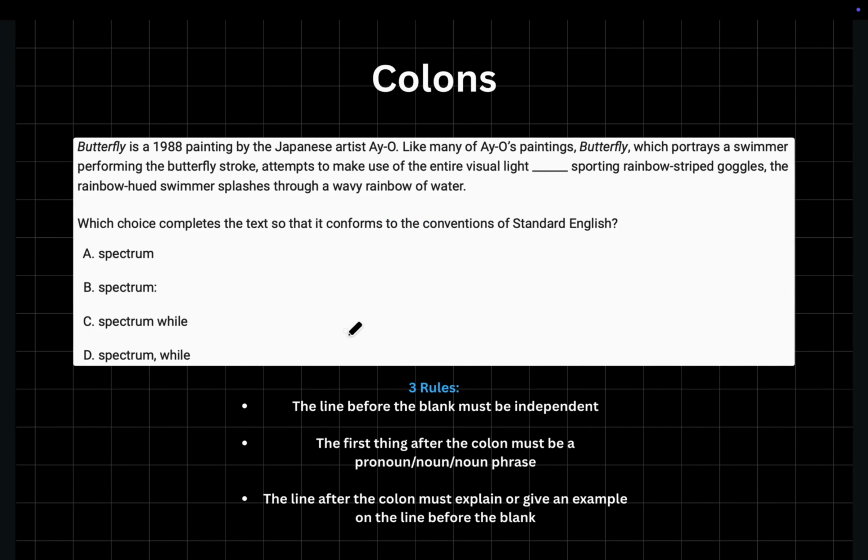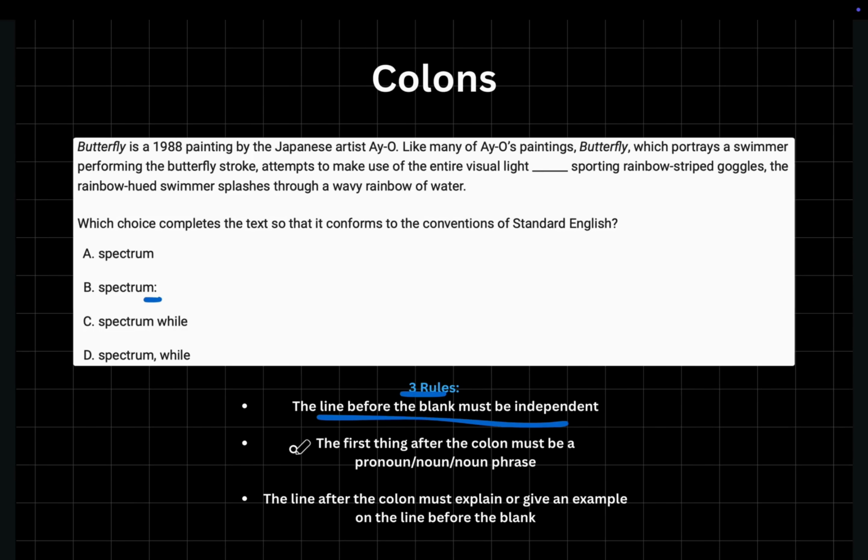So in this question, I can see that there's a colon in the choices. So the first thing I'll do is try to see if the three criteria or rules apply here. The first one is for the line before the blank to be independent. So let's read it. Butterfly is a 1988 painting by the Japanese artist A.O. Like many of A.O.'s paintings, Butterfly, which portrays a swimmer performing the butterfly stroke, attempts to make use of the entire visual light spectrum. Yeah, this line is independent. It makes sense on its own.